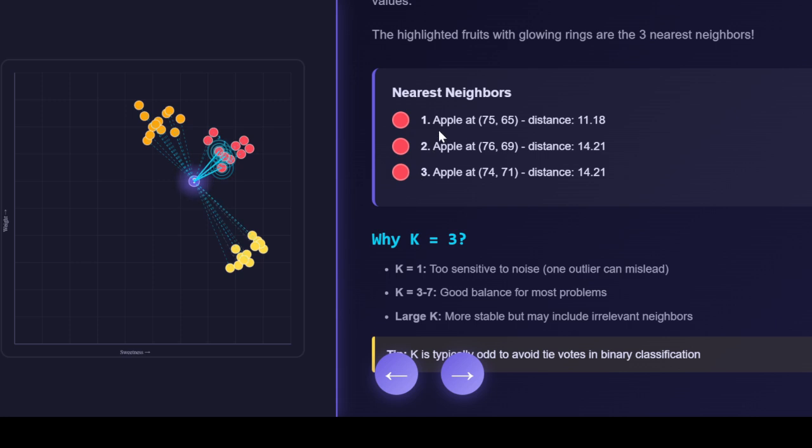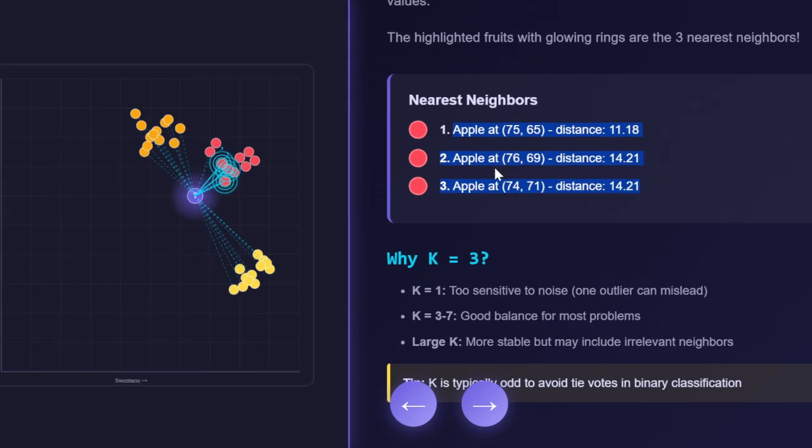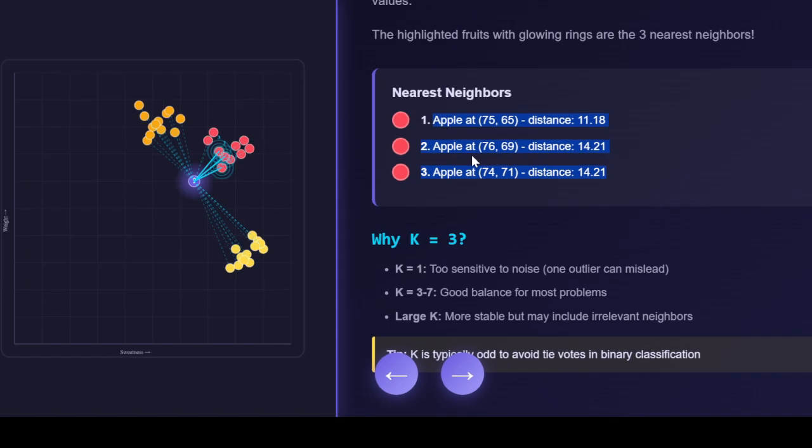Similarly, after the distance calculation, we arrange all distances in ascending order, least distance to highest distance. Here the 3 least distances, k equal to 3, are 11.18, 14.21, 14.21. When I observe, these 3 fruits belong to apple. So therefore, the new data point, the new fruit, belongs to the apple category.